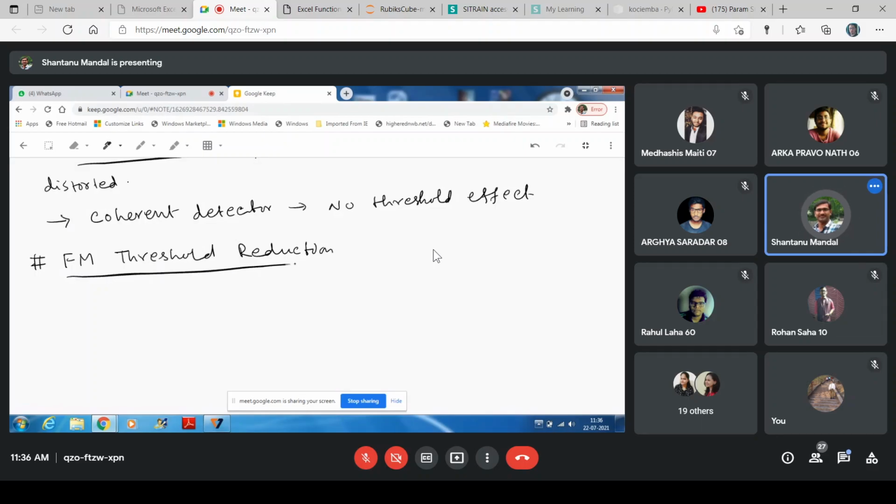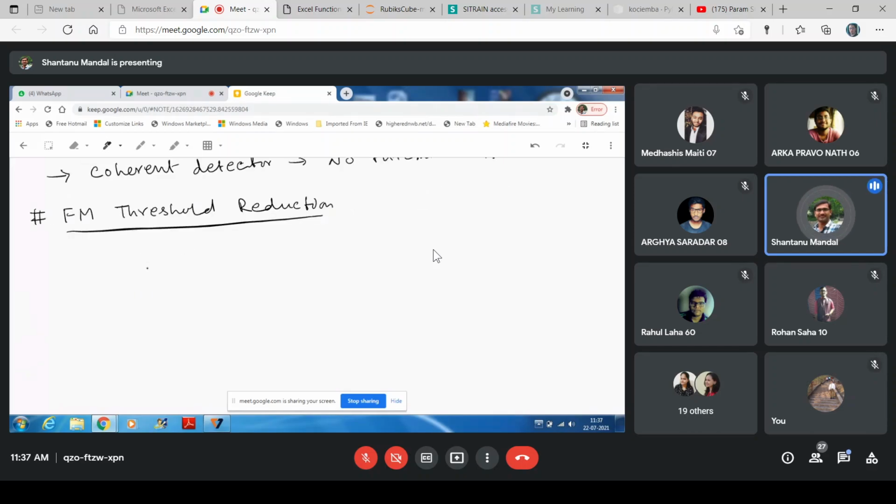FM threshold reduction. Now threshold reduction can be obtained by modifying the FM demodulator, by connecting a negative feedback to remove this threshold effect. Negative feedback is commonly known as the FMFB, or using a phase lock loop demodulator. So the threshold effect can be removed.